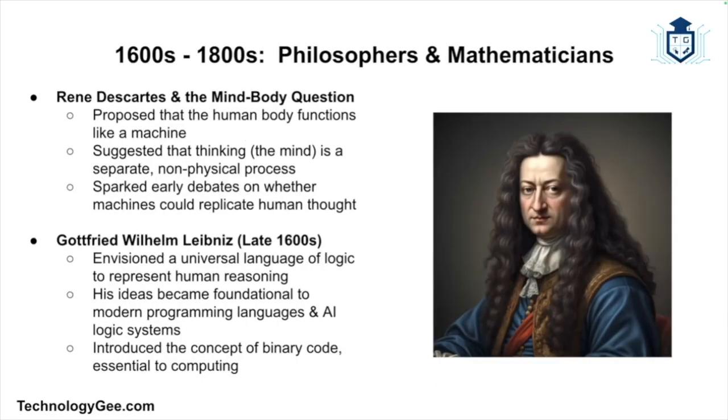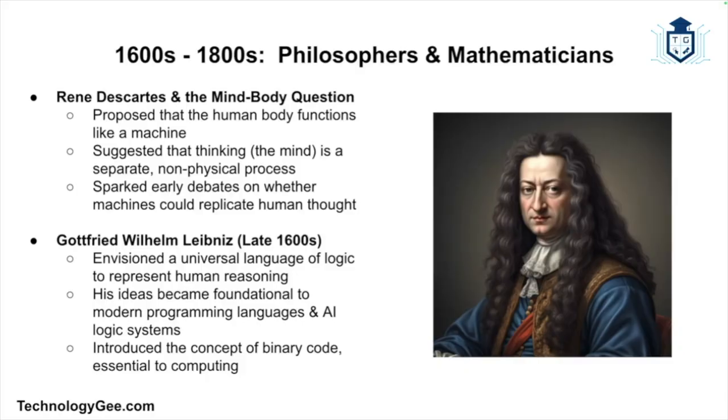Now, fast forwarding a few thousand years to the thinkers who started making the dream a bit more realistic. The first person is Rene Descartes, and he had the mind-body question. So basically, Descartes proposed that the human body was like a machine and that thought was a separate process. And this opened up philosophical debates about whether machines could one day think for themselves. And then you got a guy named Gottfried Leibniz.